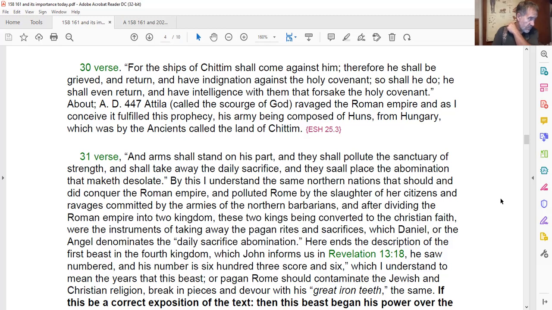Yes, and Uriah Smith relates the ships of Chittim to the Vandals rather than to the Huns. Okay. They were more of a naval power based in Carthage, while the Huns were more land based. Yeah, so there are some differences that Miller has with our understanding of this, and some of it would be based on the information that Miller had at the time. But at the time appointed, so where is Miller putting the time appointed?